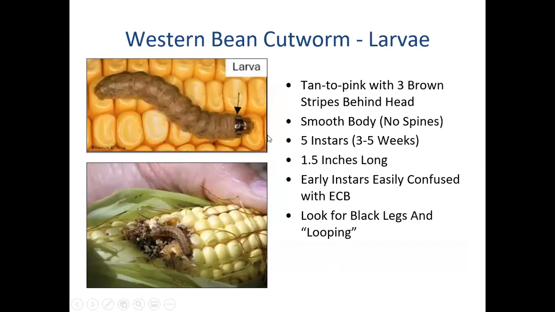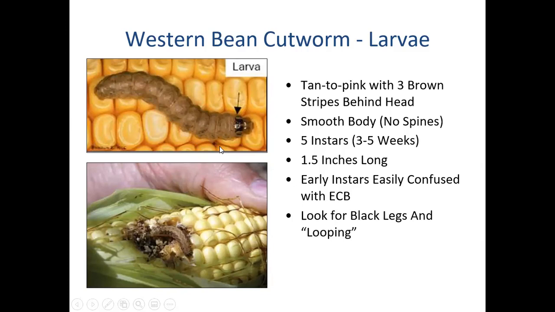So the larvae, you can tell the difference between them and some of the other pests based on these stripes that they have behind the head capsule. So there's the head capsule there, and then they have these 3 round stripes immediately behind the head capsule. The body is smooth, it doesn't have any spines. The European corn borer has hairs or spines on it, and there's no other markings on that one.